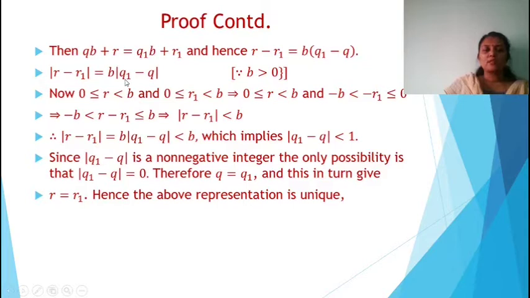So we have two expressions. The first expression is modulus of r minus r1 equal to b into modulus of q1 minus q. Now we got that this value is less than b, which implies that modulus of q1 minus q is less than 1. We know that this is a non-negative integer, so the only possibility is that modulus of q1 minus q is equal to 0. Therefore q is equal to q1, and this in turn gives r equal to r1. Hence the above representation is unique.